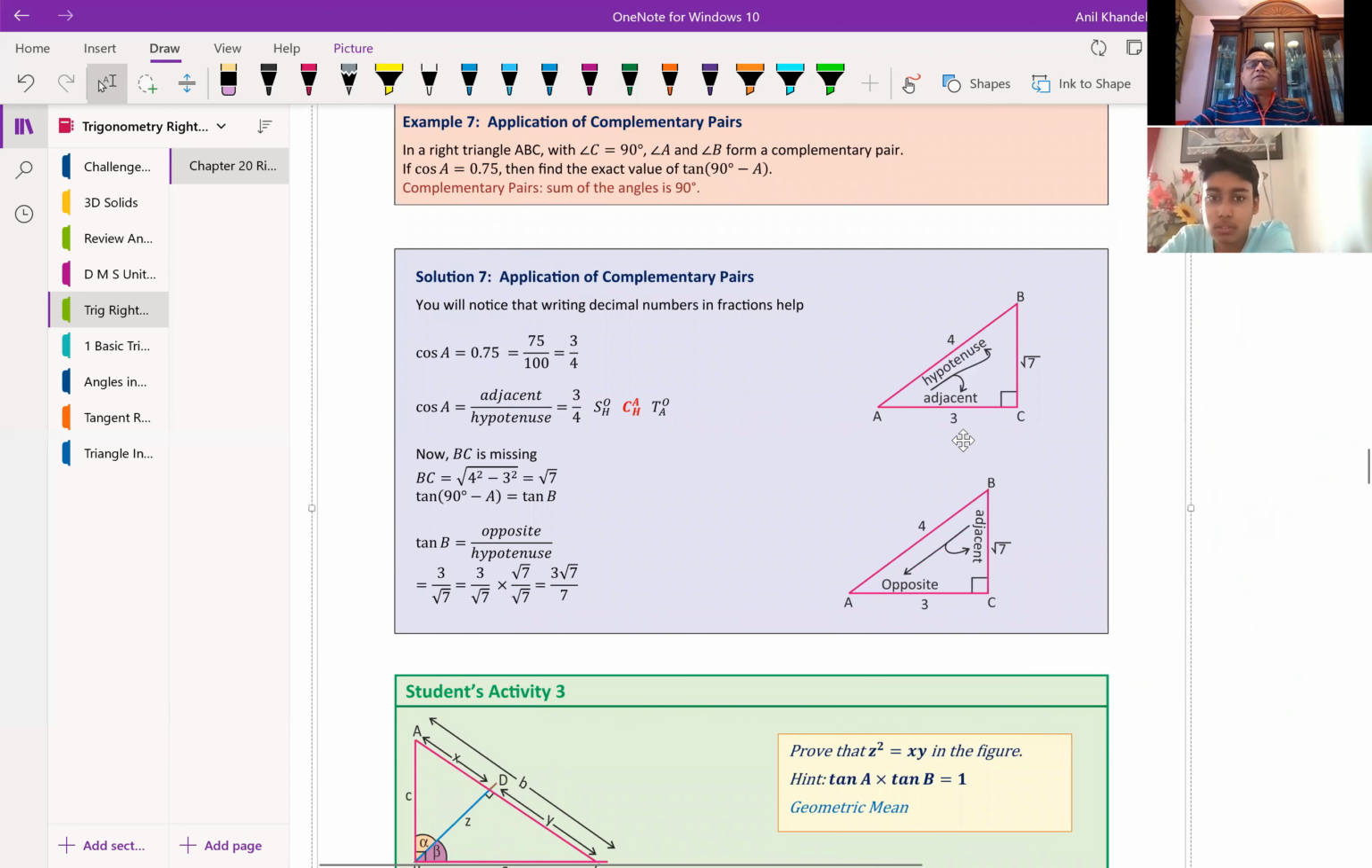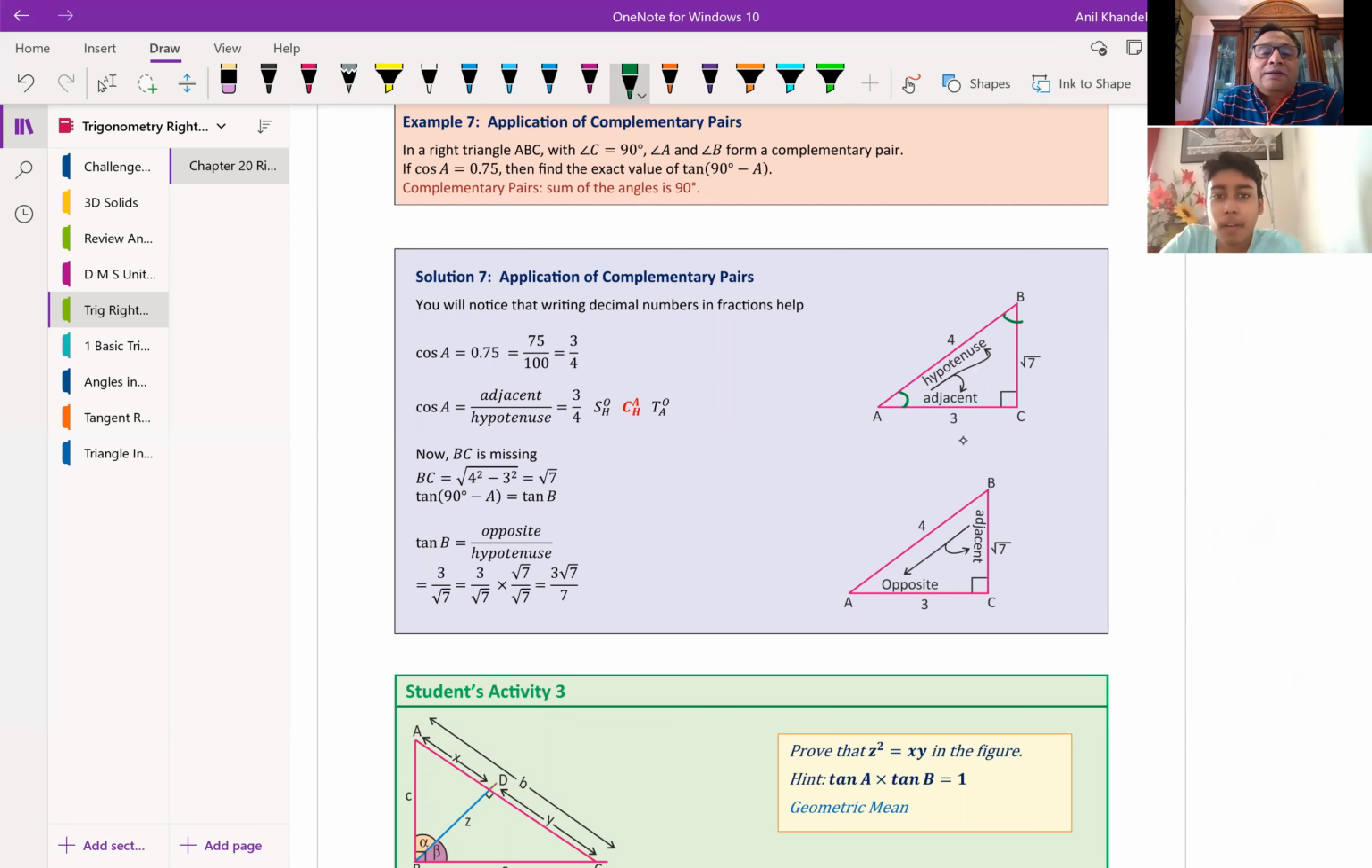Now, question number 7, application of complementary pairs. We have been saying that if I look from this side and I'm saying sine of A, then from the other side the value will be cos of B, right? Complementary angles are 90 minus theta, so they give us co-function identities. In this question you will notice that writing decimal numbers as fractions helps. In this particular example, we are given cos A is 0.75, so I've used decimal numbers now.